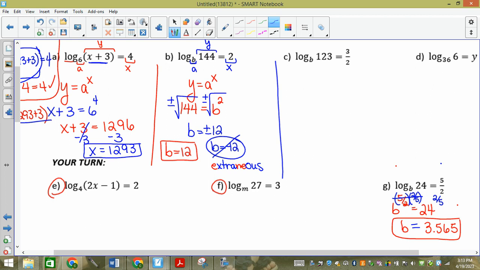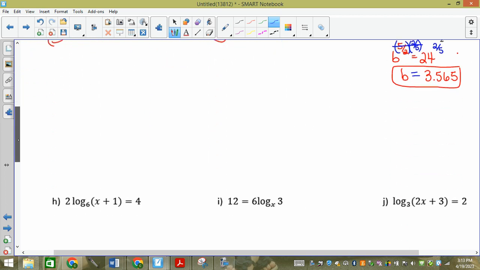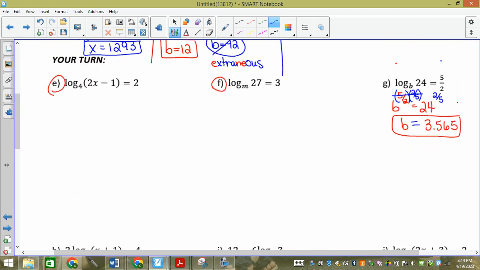Okay, so you're finishing these ones off for tomorrow. E, F, G, H, I, J. I'm posting it in Google Classroom. You need to finish it.